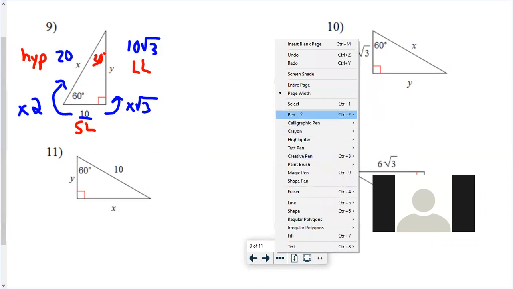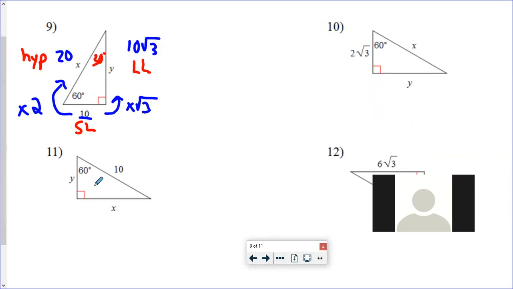Okay, I'm going to start again by labeling. And I'm going to say, all right, so that was 60. That means this is 30. So this is going to be the longest. So this is the hypotenuse. This is the shortest. So that's the short leg. And then this is the long leg.